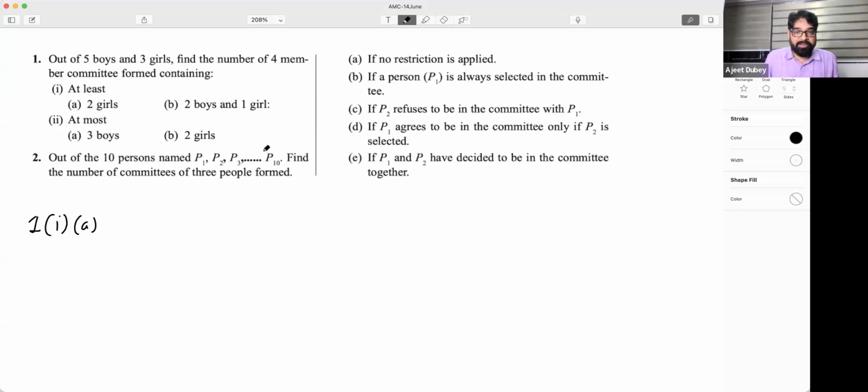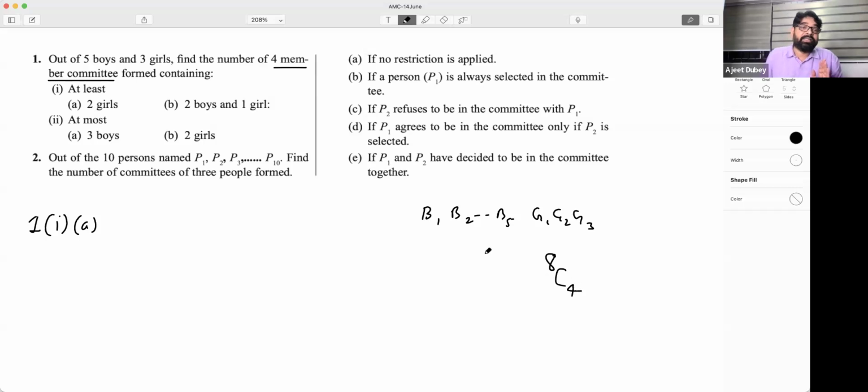5 boys, 3 girls. I will do a few questions, please watch. B1, B2, 5 boys are there and 3 girls are there. They want to find the number of 4-member committees. They just want 4 members out of this many people. If there is no condition, we'll directly say the answer: 5 plus 3, total 8 members are there, so 8C4 will be the answer. I hope everybody is able to understand my point.